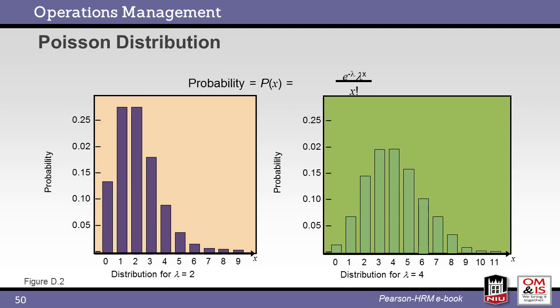Here are two examples of a Poisson distribution for x values from 0 to 10, given lambda values of 2 and 4. For the first graph, the peak of the distribution is near 2, while the peak is near 4 for the second graph. The equation is repeated here.